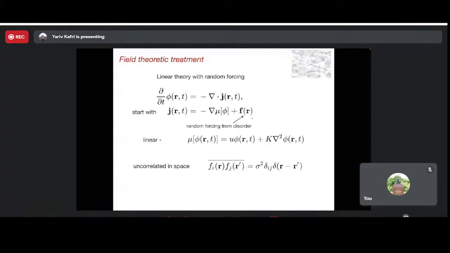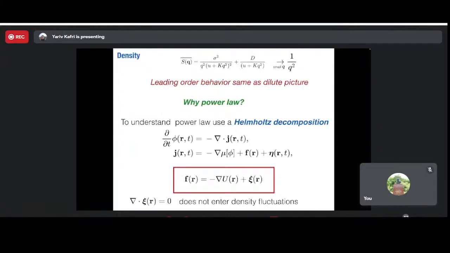Okay, let me run forward. Okay, so next thing, you could look at the currents inside the system.